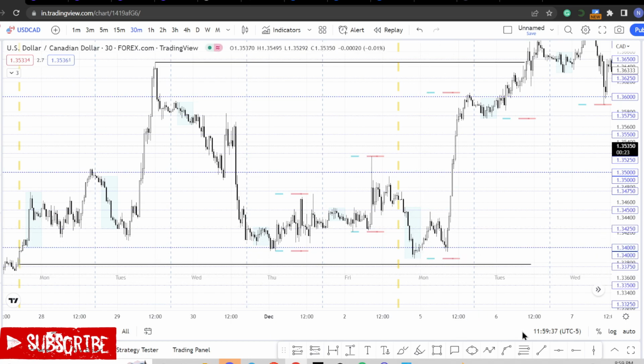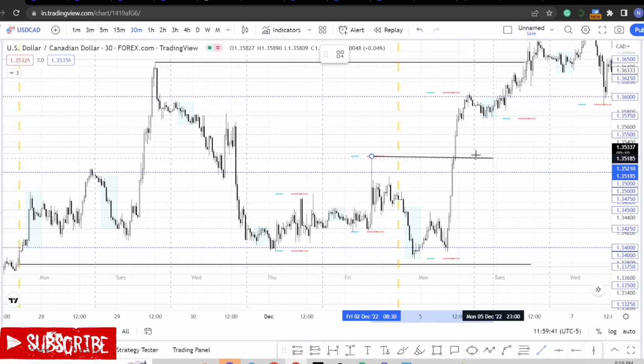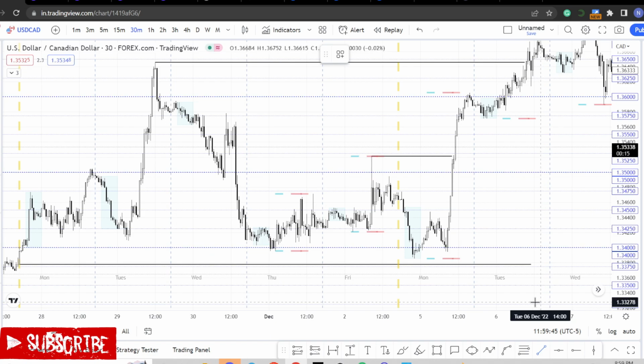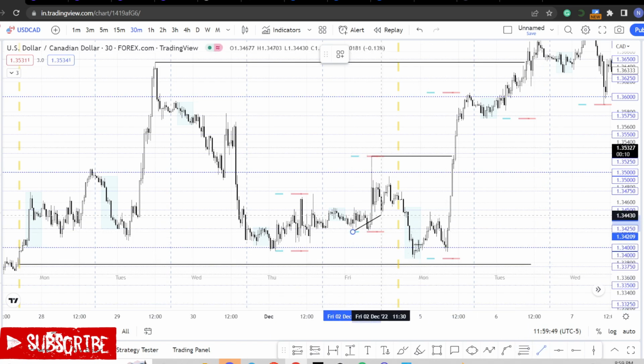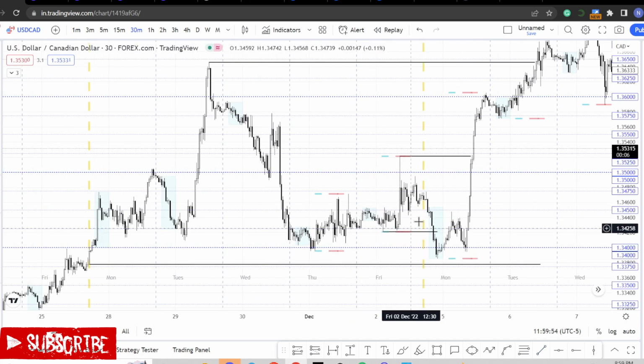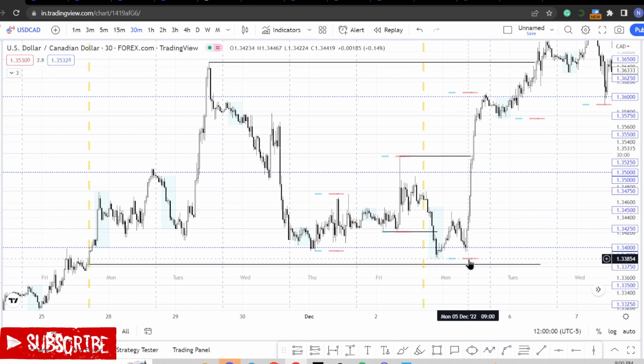And I also mark my previous day, which is Friday. At times the market just reacts from the previous day's low. On the previous day coming into the market, I don't trade. I trade on the London session, London killer zone, and New York killer zone.